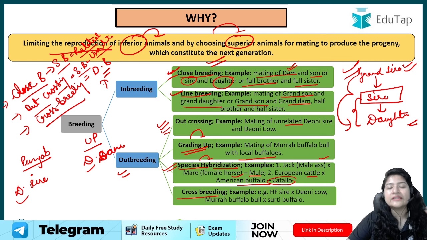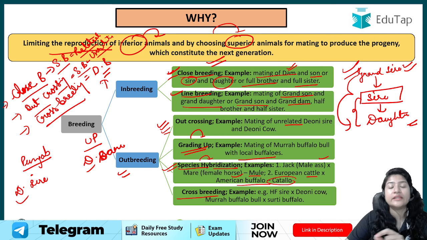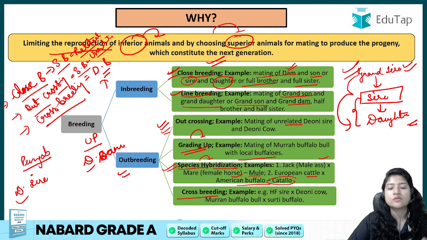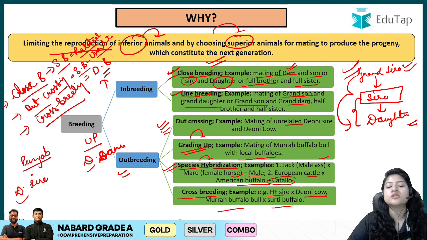In outcrossing they were the same breeds, both were Deoni, both were Sahiwal, both were Red Sindhi, and so on. While in cross breeding, the breeds only are different. If one is Jersey, another is Sahiwal. If one is Holstein Friesian, another one is Deoni. ठीक है, that is known as cross breeding. Example, if a Holstein Friesian sire is crossed with Deoni, that's a cross breeding. मूरा और सुरती का क्रॉस.